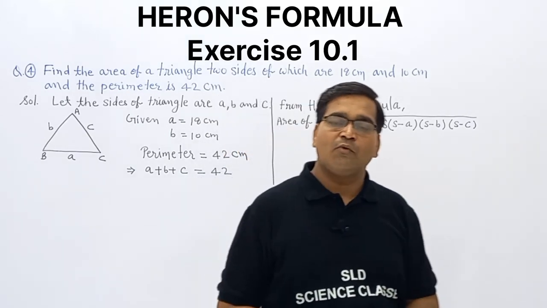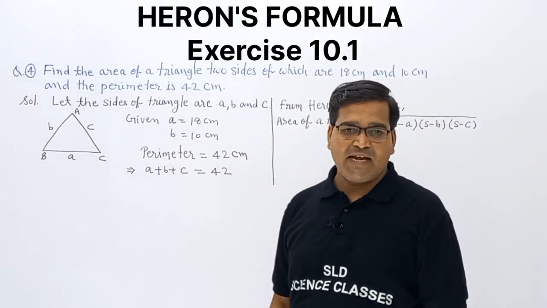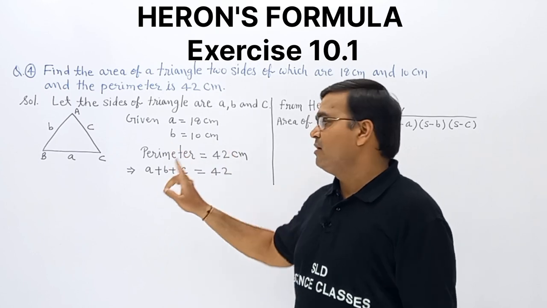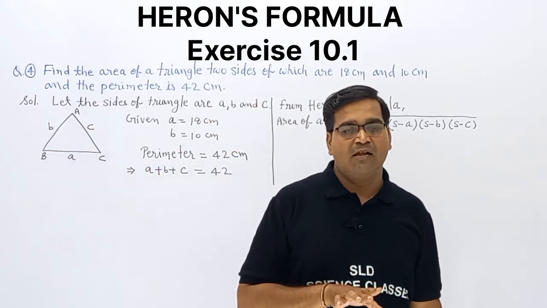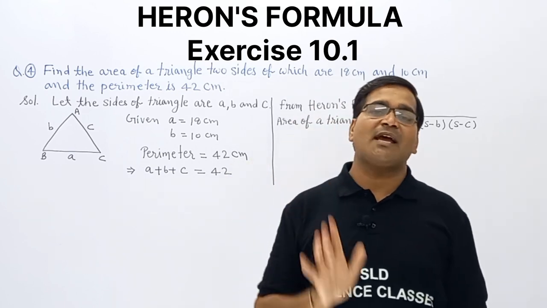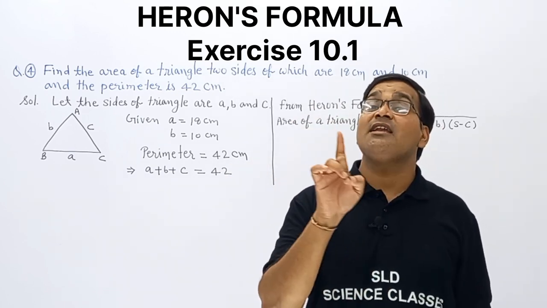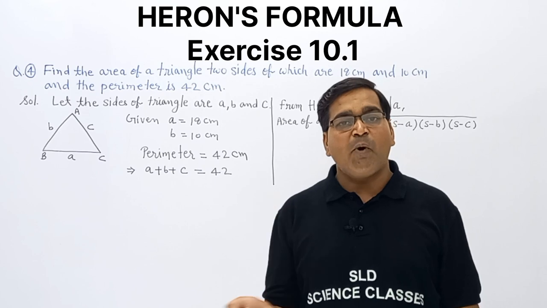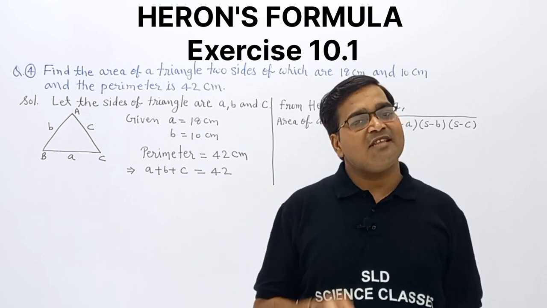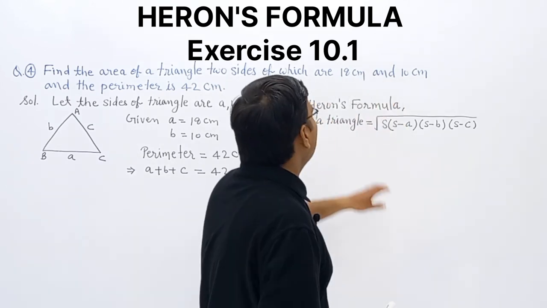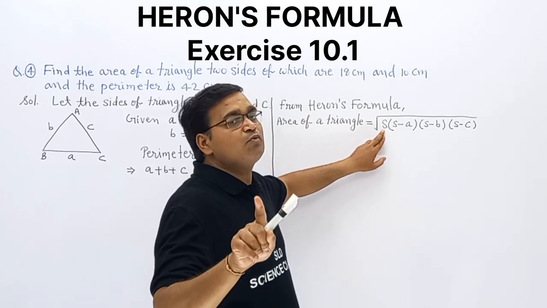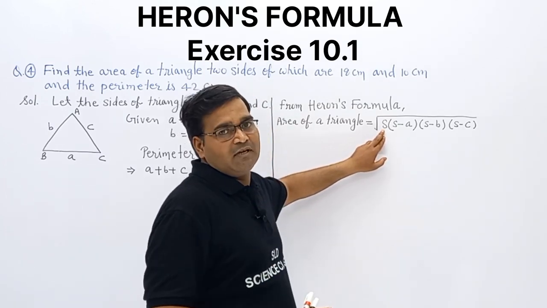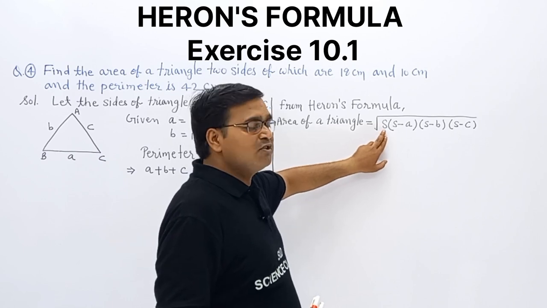What is a triangle? A triangle has three sides, a, b, c. Observe, a, b, c are the three sides of a triangle. Once we add all the sides of the triangle, we get the perimeter. And half of that perimeter is the semi-perimeter, and that value is s. So s is the semi-perimeter, half of the perimeter. Clear?